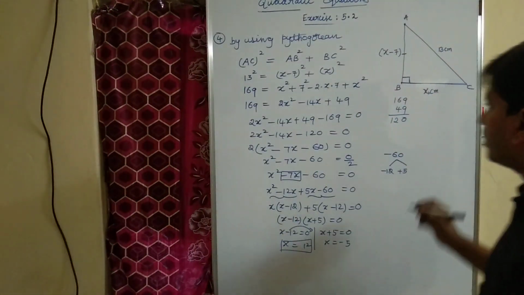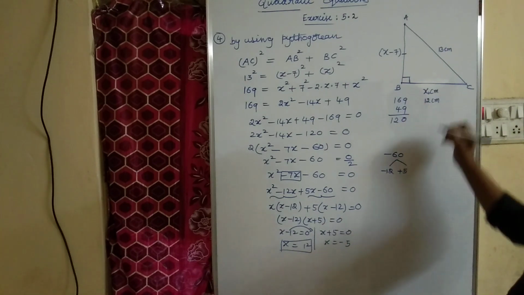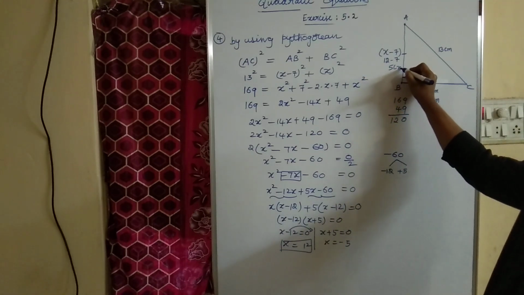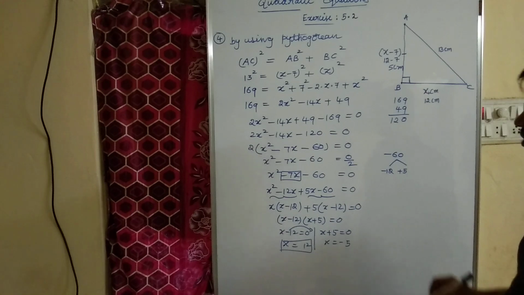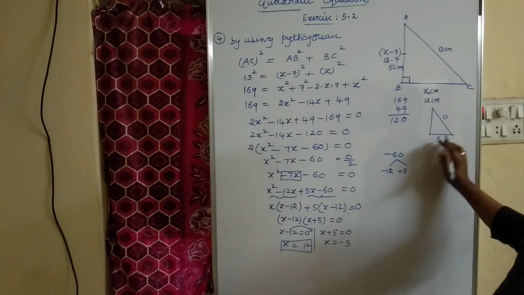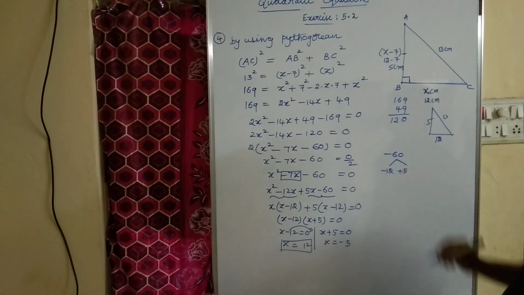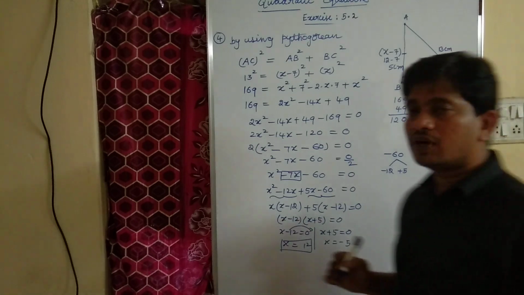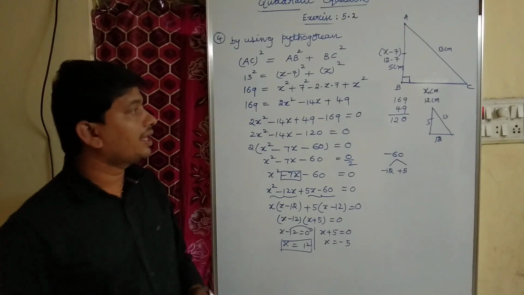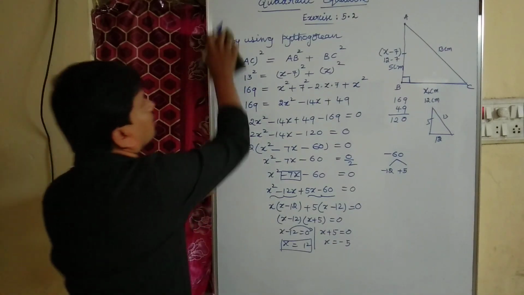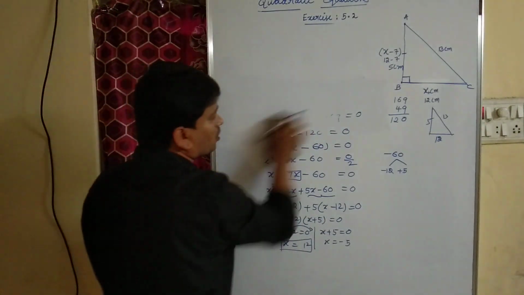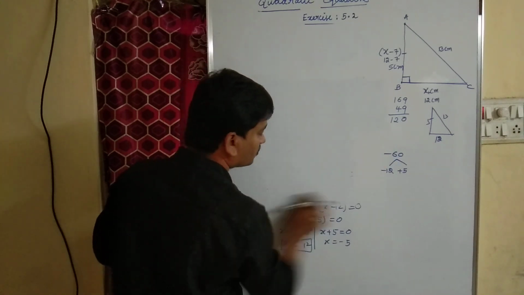So what is the base, children? Base is x centimeter, I mean 12 centimeter. What about the altitude? 12 minus 7, which is equal to 5. So what are the Pythagorean triplets? 13, 12 and 5. They are asking to find the other two sides. The other two sides are 5 centimeters and 12 centimeters. So this is an important question, children. You have to practice. Every year they are asking this question in the public examinations.